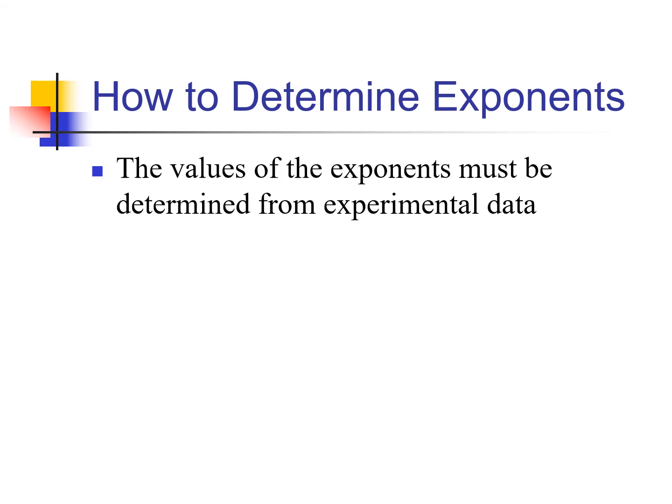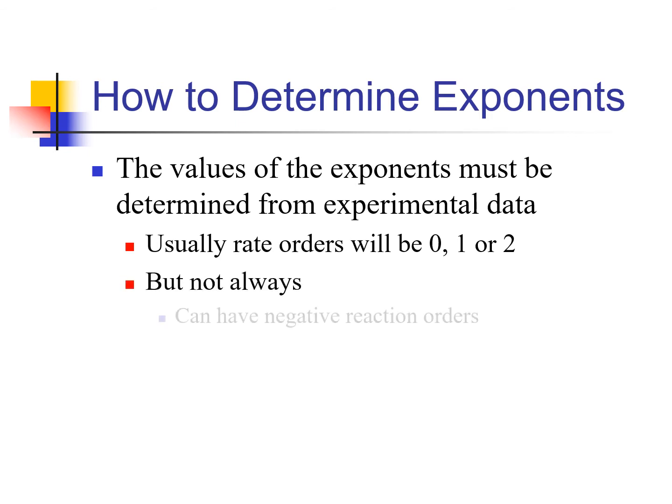Now, how do we find those exponents? If we can't get them from the coefficients in the balanced equation, where do they come from? It has to come from experimental data, period, with a small asterisk for a subnote, which I'll get to later. But experimental data. Again, usually the rate orders will be 0, 1, or 2. And we kind of keep that in mind when we start analyzing data. And I'll have an example coming up in a moment.